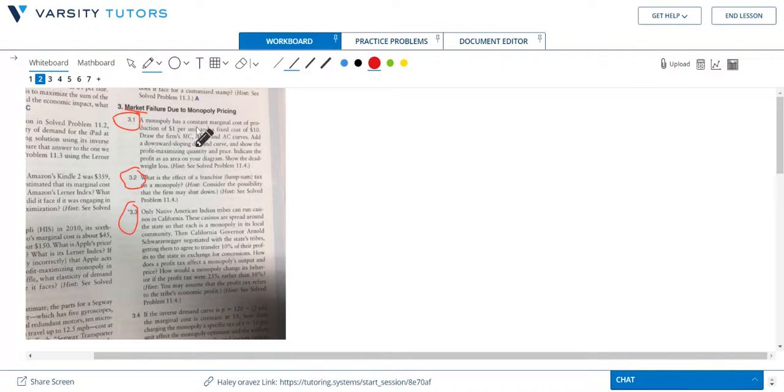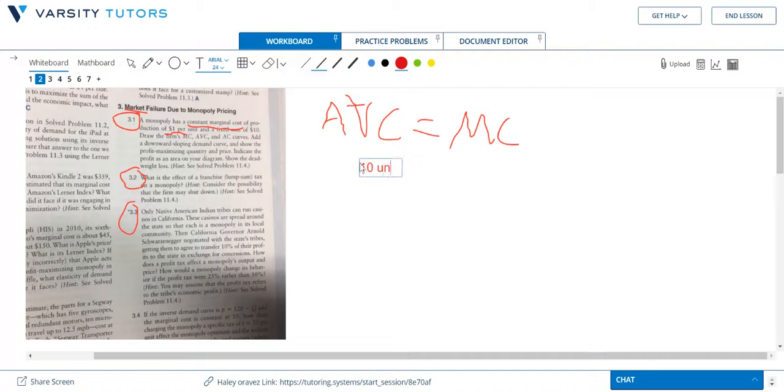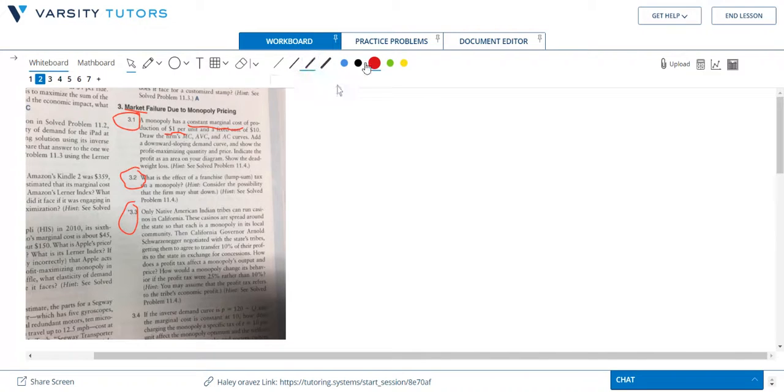A monopoly has a constant marginal cost. So you're not going to get that very often. When you have a constant marginal cost, the average variable cost is equal to the marginal cost. Because if it only costs $1 per unit, then 10 units essentially cost in the variable sense $10. So the average variable cost is equal to the marginal cost. So if you understand that, you understand why this question is super easy.